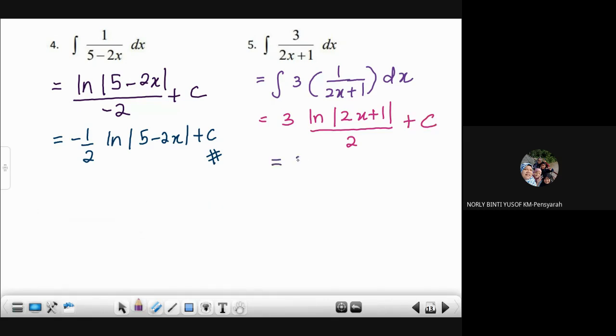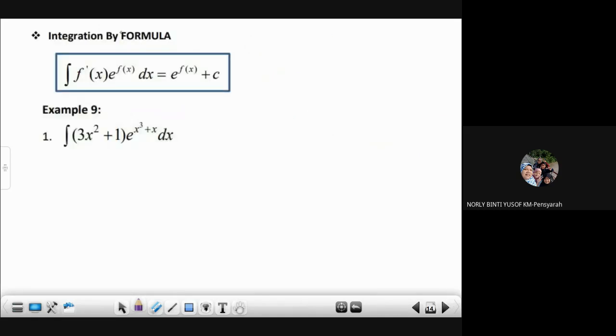Okay, then simplify, nak separate boleh, nak put as single fraction pun boleh. So let's say separate. So 3 over 2 ln 2x plus 1 with the modulus sign plus c. Okay, so bear in mind lah, integration of our reciprocal for x power of negative 1 or the function linear with the power of negative 1 will be equals to the ln function. Okay, boleh.